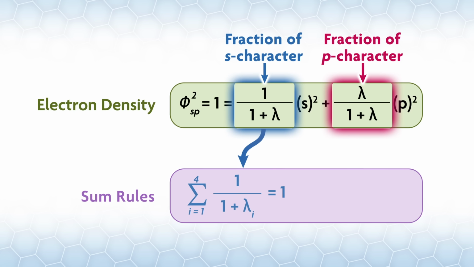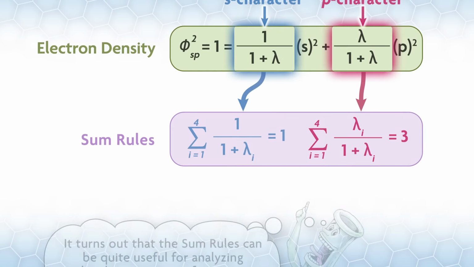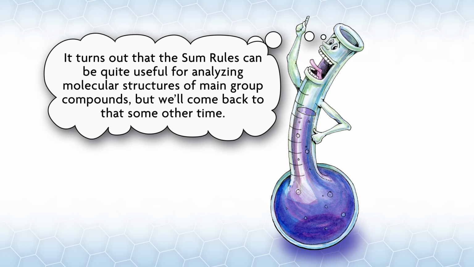If we take all the hybrids on one atom and sum up all the s contributions to each hybrid, then there must be one total s orbital in there somewhere. So for all the ith orbitals on an atom, there's one s, which can be given mathematically like this using the coefficients of the equation above. For all the p orbital contributions on an atom, we can draw something similar, but it has to be equal to 3 since there are 3 p orbitals in the valence shell. It turns out that the sum rules can be quite useful for analyzing molecular structures of main group compounds, but we'll come back to that at some other time.